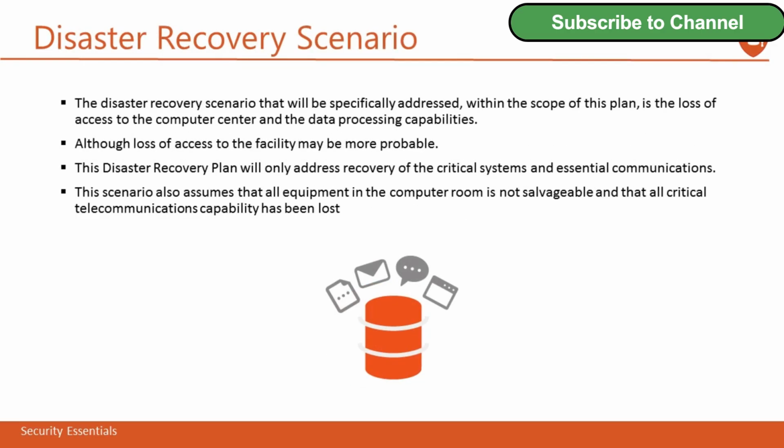The disaster recovery scenario that will be specifically addressed within the scope of this plan is the loss of access to the computer center and the database processing capabilities. Although loss of access to the facility may be more probable, this disaster recovery plan will only address recovery of critical systems and essential communications. This means that you can't recover all the data, but you can recover the most critical and essential information. This scenario also assumes that all equipment in the computer room is not salvageable and that all critical telecommunications capability has been lost.